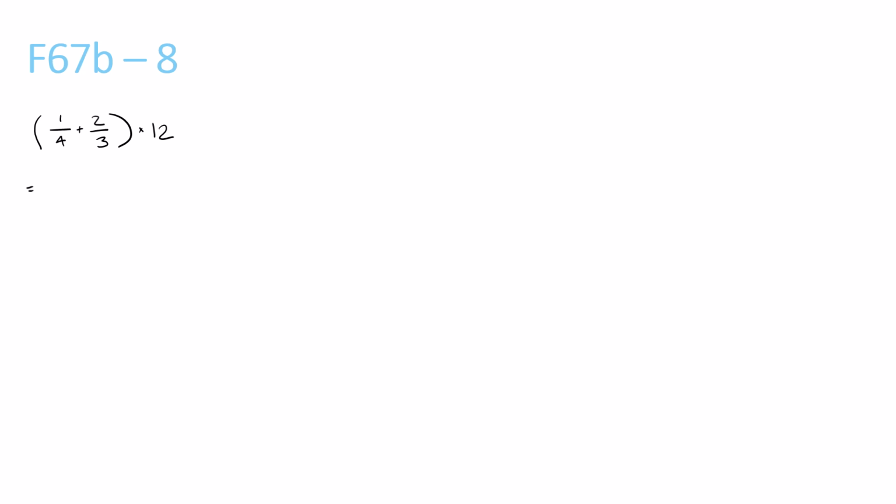Final question, like always, you start with the brackets and you find the LCM of these two numbers, which is 12. 4 times 3 is 12, so you times the top by 3 to get 3, plus 3 times 4 is 12, so you times the top by 4 to get 8 over 12. Now you do 3 plus 8, which is 11 over 12, times 12, and you can do cross multiplication to divide the 12 and the 12 by itself. So you get 11 times 1 over 1, which is just 11.